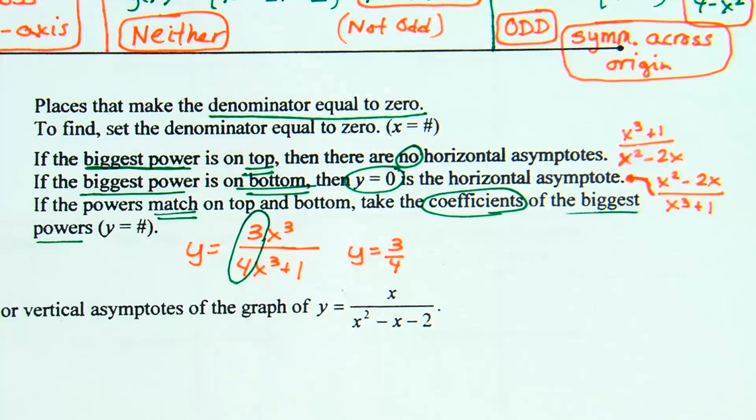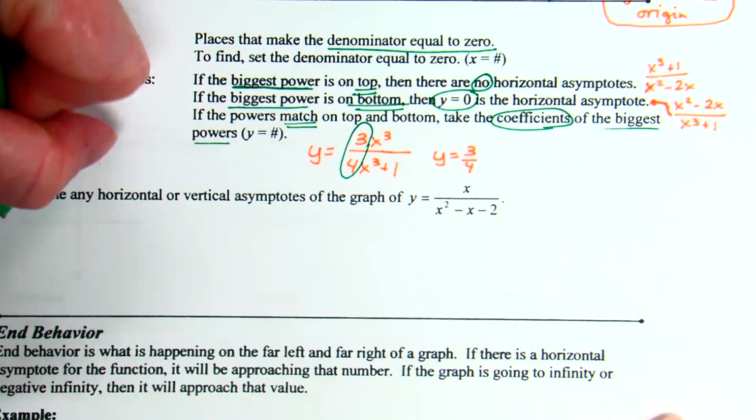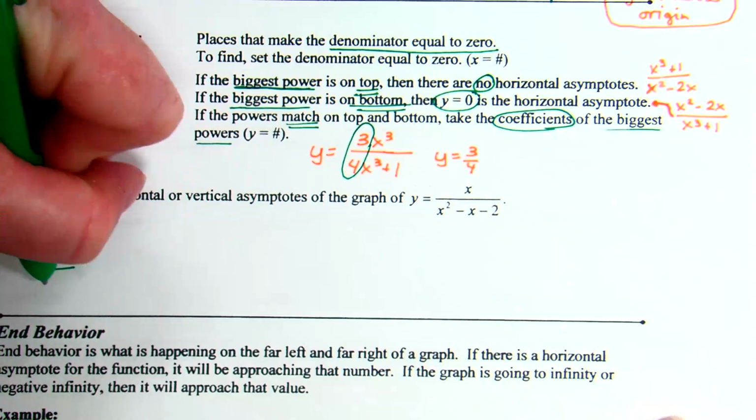Okay. So, in terms of horizontal, the biggest power is on bottom, right? We have an x to the first as the biggest power on top, x to the second on bottom. Since the biggest power is on bottom, what's that mean my horizontal asymptote is? Y equals 0. Okay? So there's horizontal.